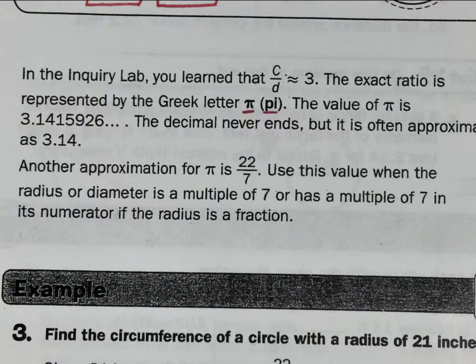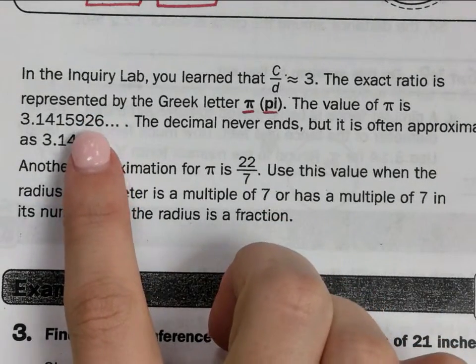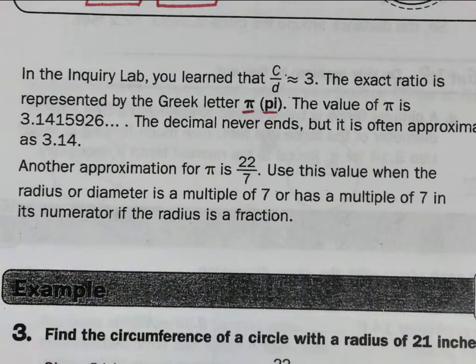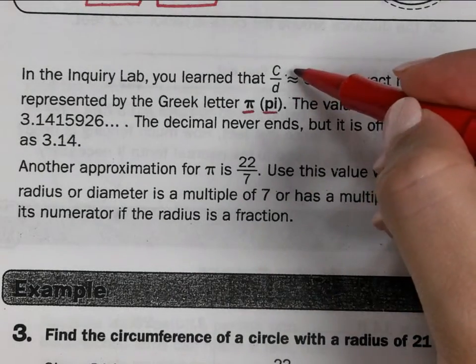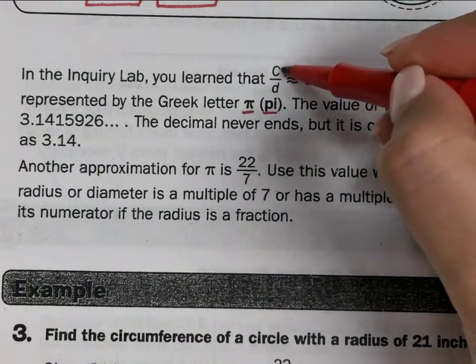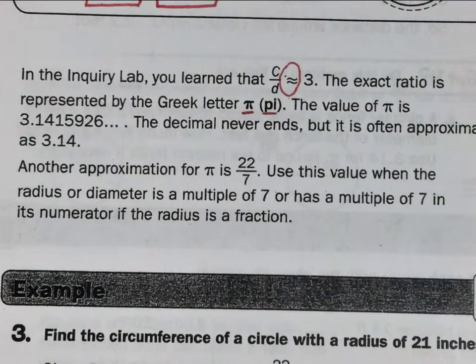So if I am multiplying something by pi to find the circumference, am I getting an exact answer? No, I'm getting an approximation, right? Because I have already estimated pi. Therefore, my final answer is not an exact number. It's going to be an estimation or an approximation. So remember, whenever we're talking about an approximation, we use this little squiggly equal sign. So our circumference is always going to be approximately some number.